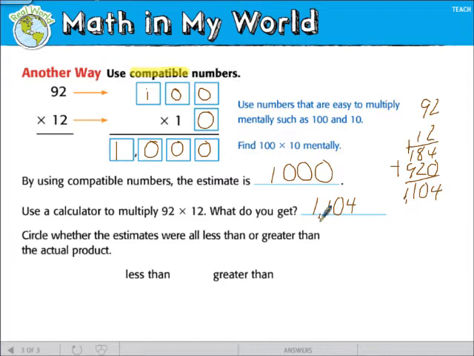Now, we did 3 different estimates. We did an estimate where we only rounded one number, we did an estimate where we rounded both numbers, and then we did the compatible numbers. In each one of these cases, the estimates were either less or greater than the actual product. Which one is it? Were they all less than or all greater than? I have one student in here that thinks that 1,000 is greater than 1,104, and that 900 is greater than 1,104. Would you like to look at it again? So, all of my estimates are what compared to the actual answer? Less than.